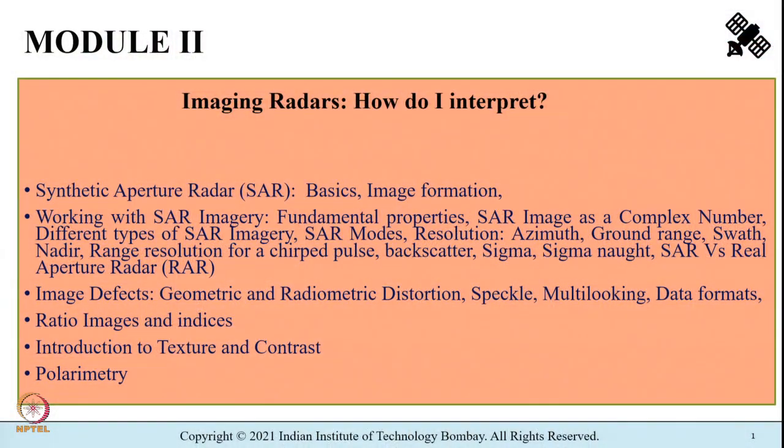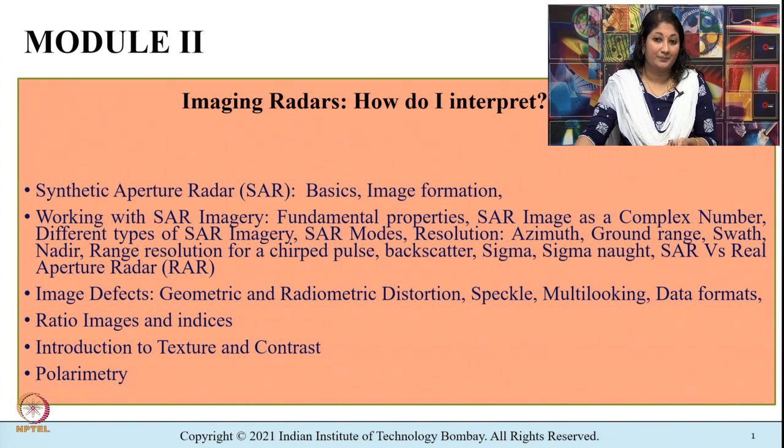So here we shall be learning about what is synthetic aperture radar, abbreviated as SAR, and how these images are formed. We shall understand SAR as a complex number and learn about the different types of SAR imagery. In addition, we shall also be learning about key terminologies like azimuth, resolution, ground range resolution, backscatter, sigma naught, and so on. And slowly we shall introduce ourselves into the image defects, the geometric and radiometric distortion, and we shall learn about what is speckle, the different data formats in which SAR data is being made available, and what are ratio images. And slowly towards the end, the concept of texture, contrast, and polarimetry shall be discussed.